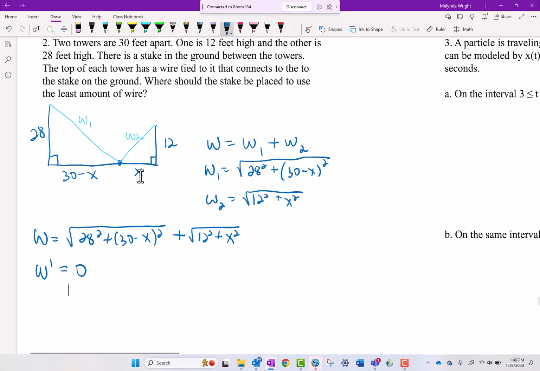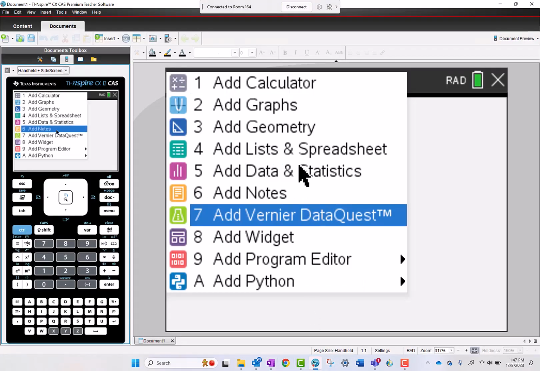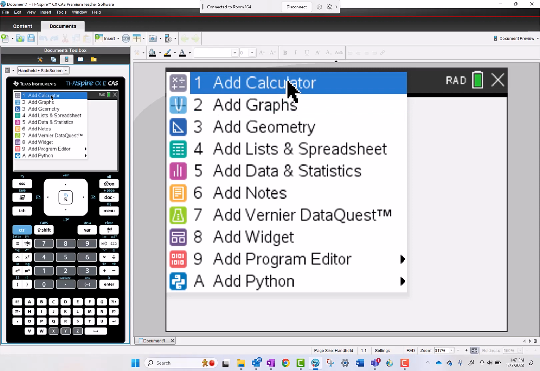So let's pull up our calculator. Everybody good? I'm going to do a calculator page.